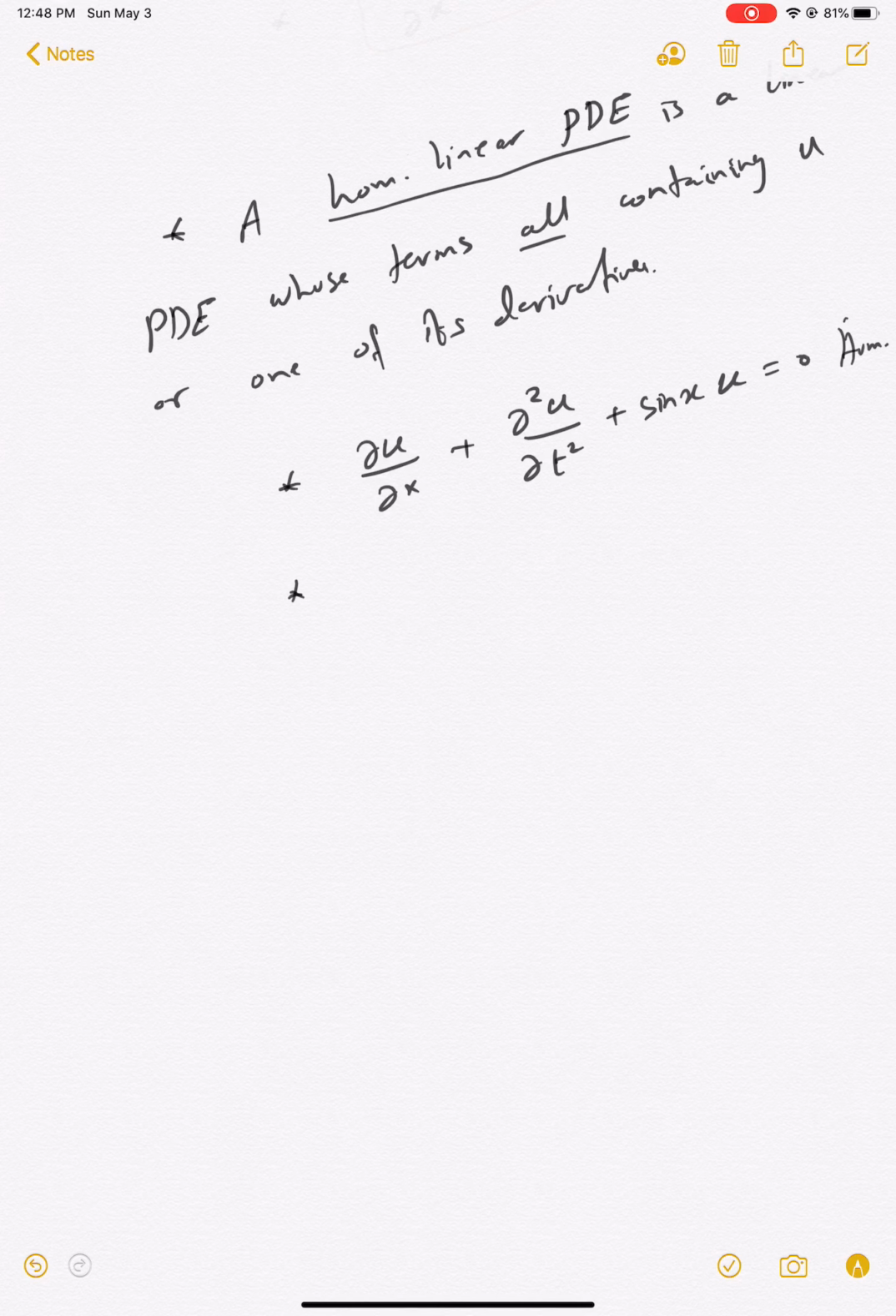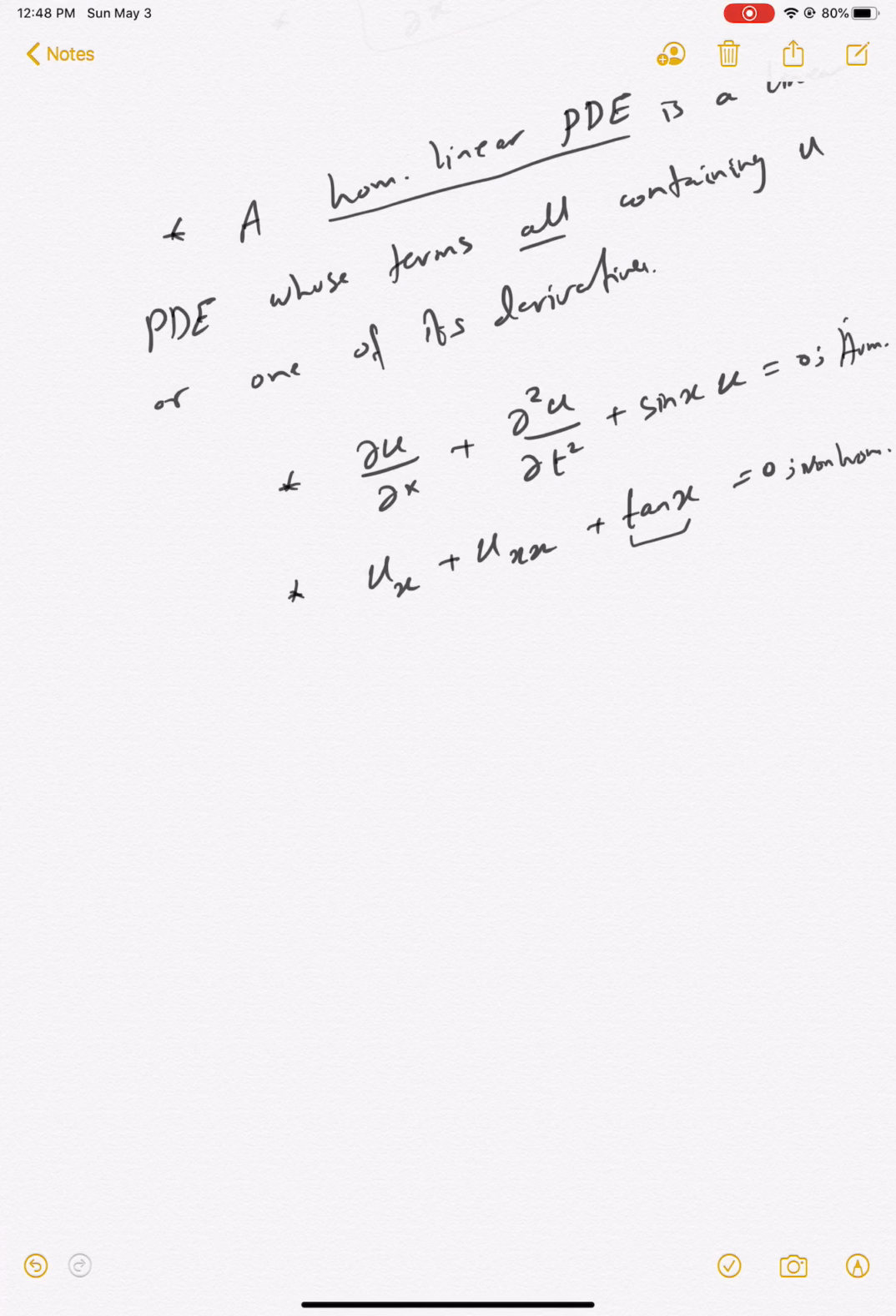For example, if you take u sub x, this contains u, plus u sub xx, the second derivative of u, it contains u, plus tan x equals 0. This is non-homogeneous. Why is it non-homogeneous? Because in this case you have a term that is tan x. This term does not contain u or any of its derivatives. So this is non-homogeneous. This is how we distinguish homogeneous equations from non-homogeneous. All terms have to contain u or one of its derivatives. That's it.